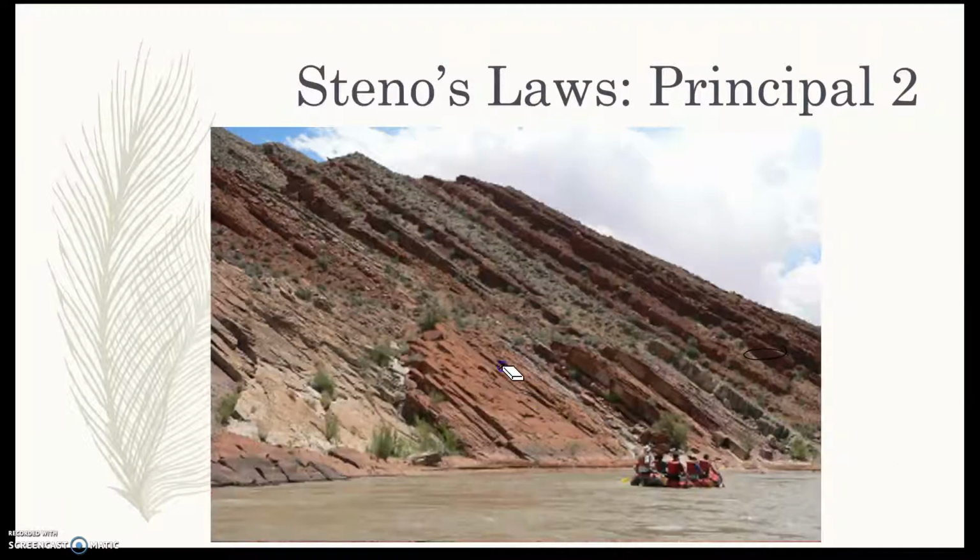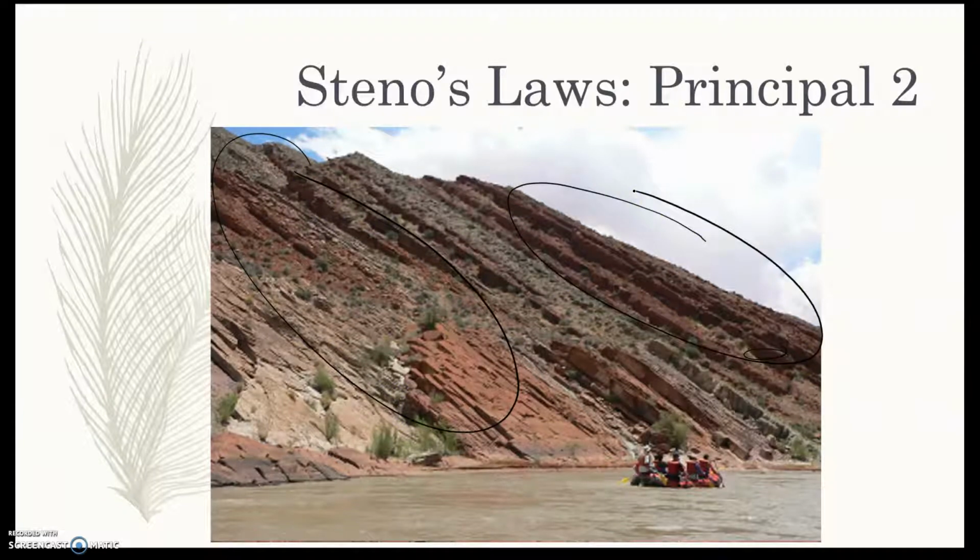Same thing here. If we want to figure out where the oldest layers are, we would say that the oldest layers are on the left side of our image. We would say that these are the oldest and these are the youngest, okay? Because we assume, based on our earlier principle, that the layers were deposited flat and then tilted later, okay?